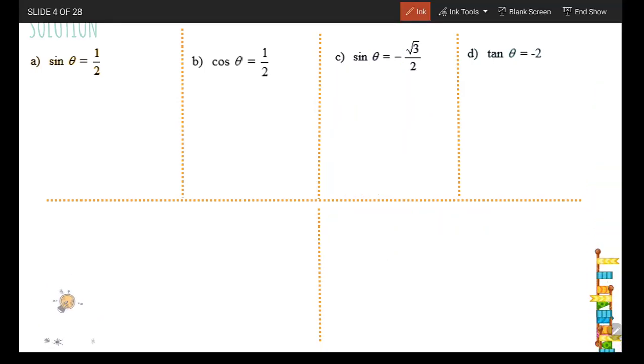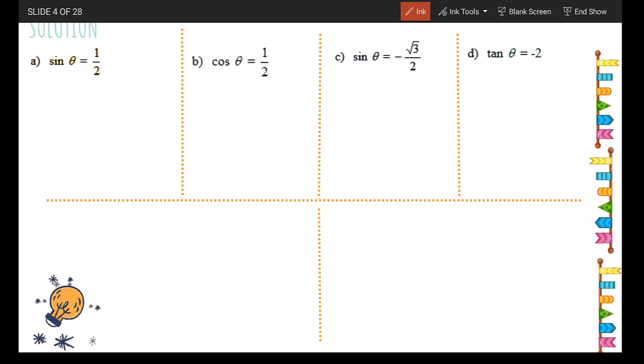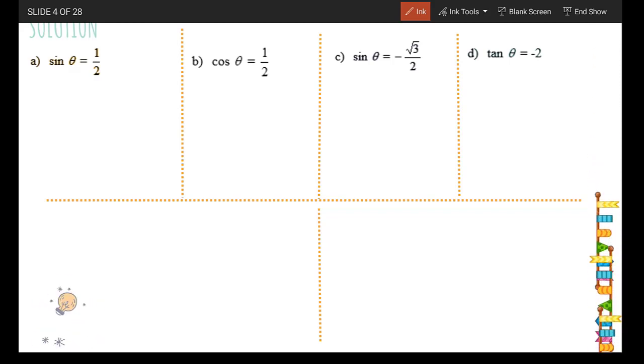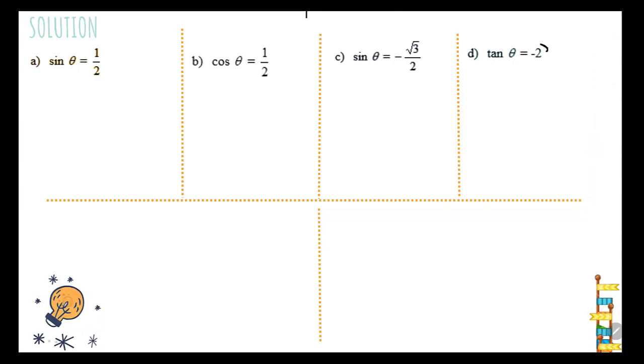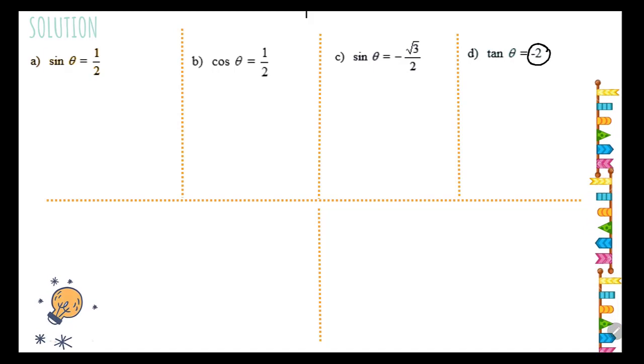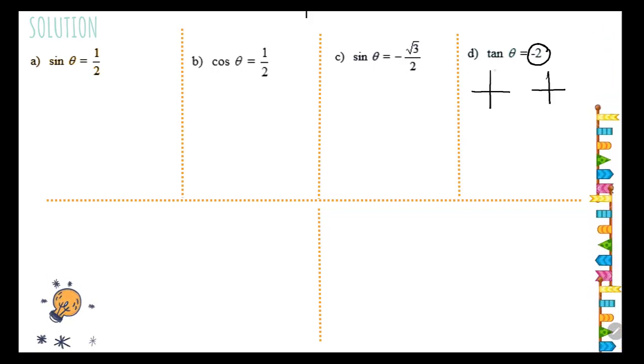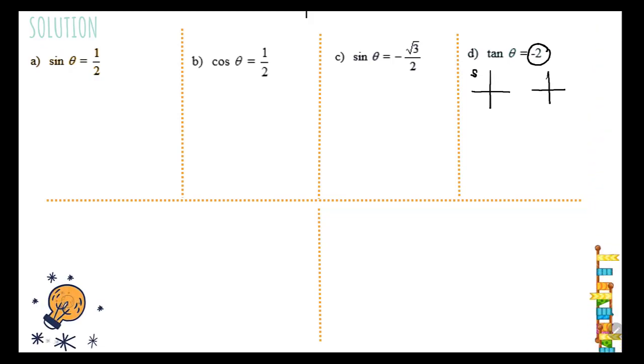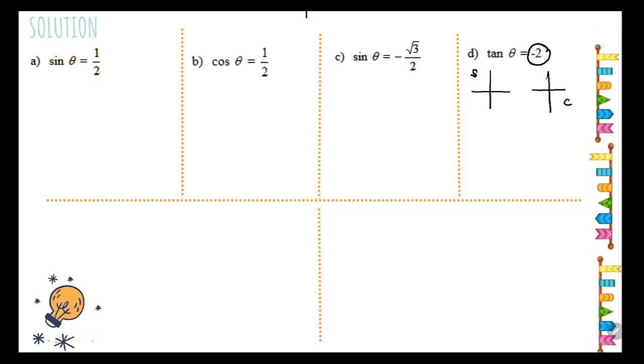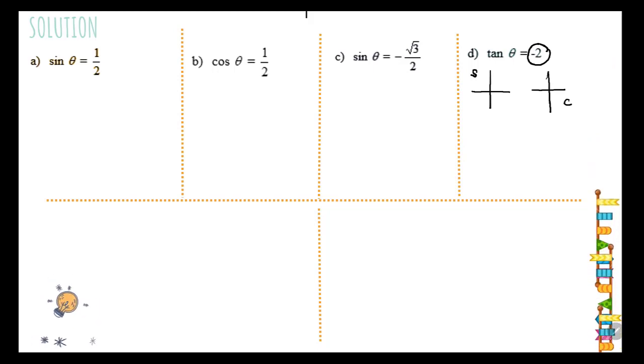Next we're going to try example 16d, tangent theta equals negative 2. The method is the same. First, we decide which quadrant tangent theta equals negative 2 belongs to. It all depends on the sign here. If this is a negative sign, it means we have an angle on a quadrant that doesn't belong to tangent and doesn't belong to the all quadrant, because for the all quadrant it has to be positive. So now we will have angles at sine and cos. Sine is the second quadrant, cos is the fourth quadrant.